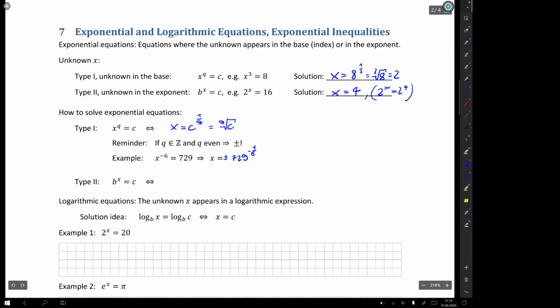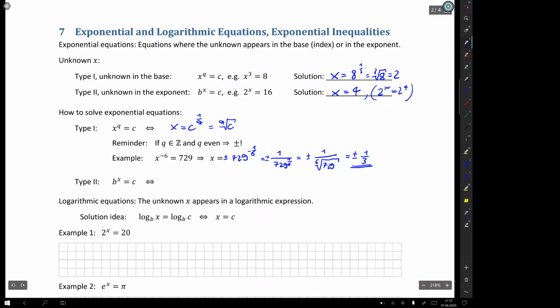Using here 1 divided by q, or 1 divided by minus 6, would be the exponent. Well, we get rid of the minus in the exponent by putting everything into the denominator. So we have plus minus 1 divided by 729 to the power of 1/6, which means plus minus 1 divided by the 6th root of 729. And well, the 6th root of 729 is 3. So we get the final result plus minus 1/3.